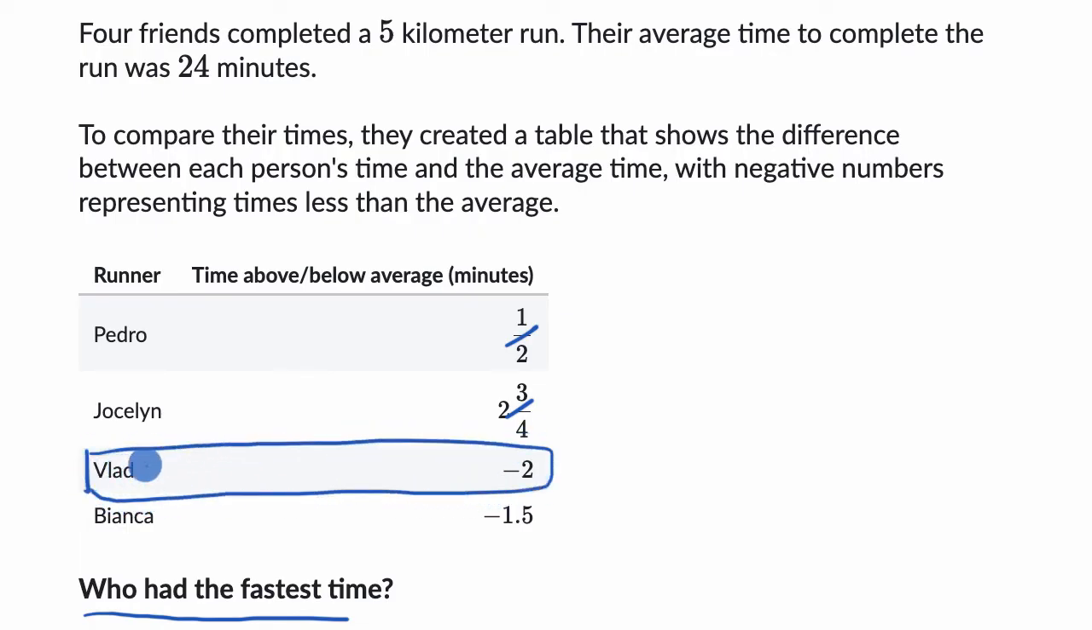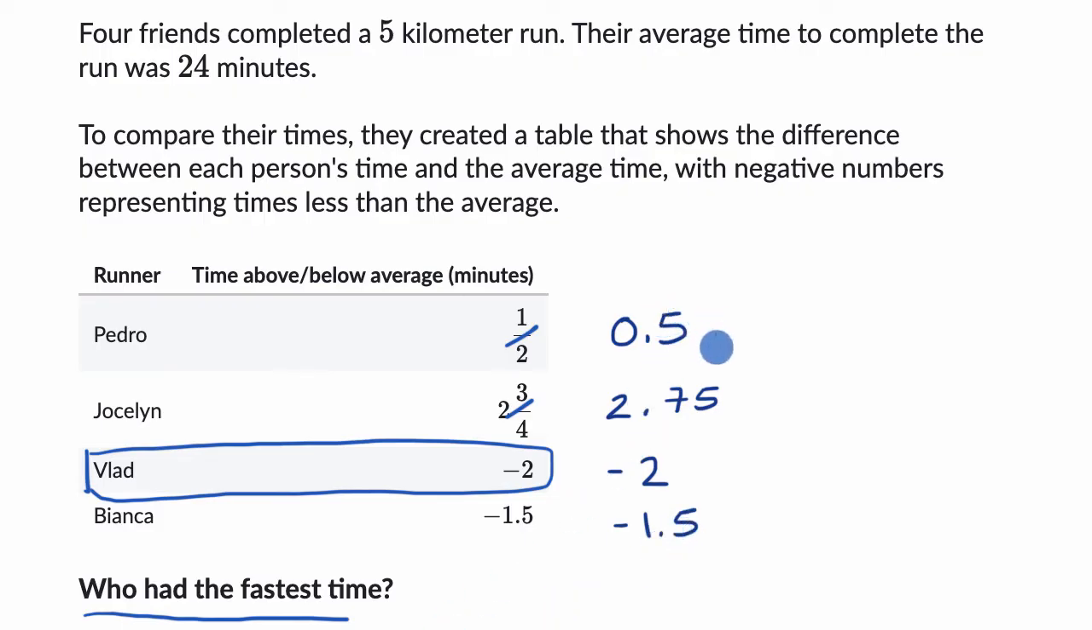Now there's other ways you could have done this. Oftentimes, if you're comparing numbers, it's easier to convert them all into decimals. So you might have said something like Pedro is 0.5 minutes above average in terms of time. Jocelyn, if you were to convert this into a decimal, is 2.75 minutes above average. Vlad is 2 minutes below average in terms of time. And Bianca is 1.5 minutes below average.